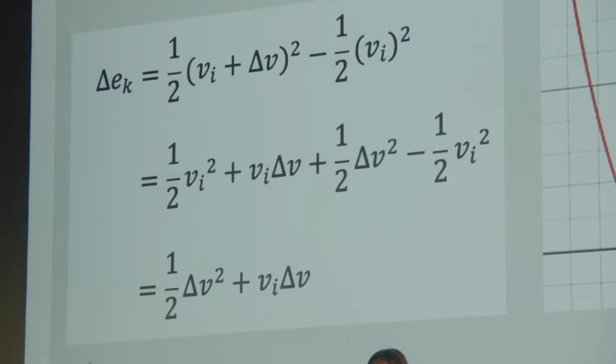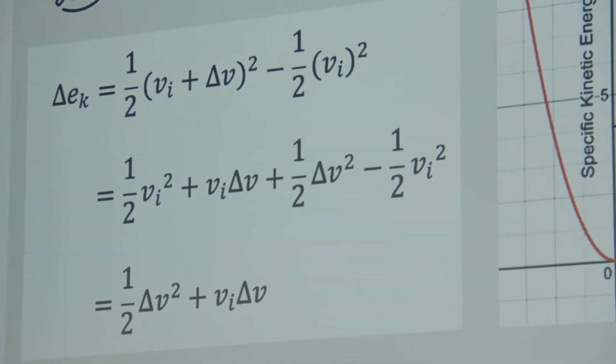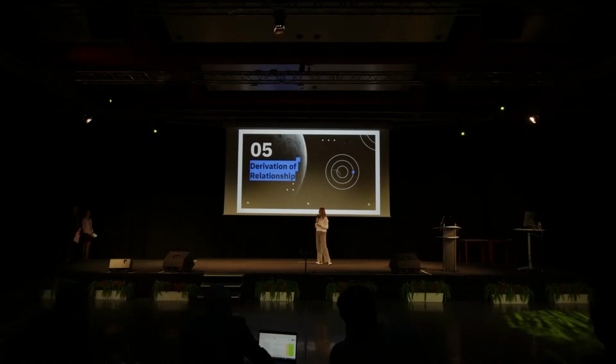So here we have some of the calculations first done by Hermann Oberth, showing that the specific kinetic energy of a rocket increases at higher initial velocities, meaning that more kinetic energy is gained for the same amount of delta V at higher initial velocities. We can now begin deriving the specific relationship between the two variables.